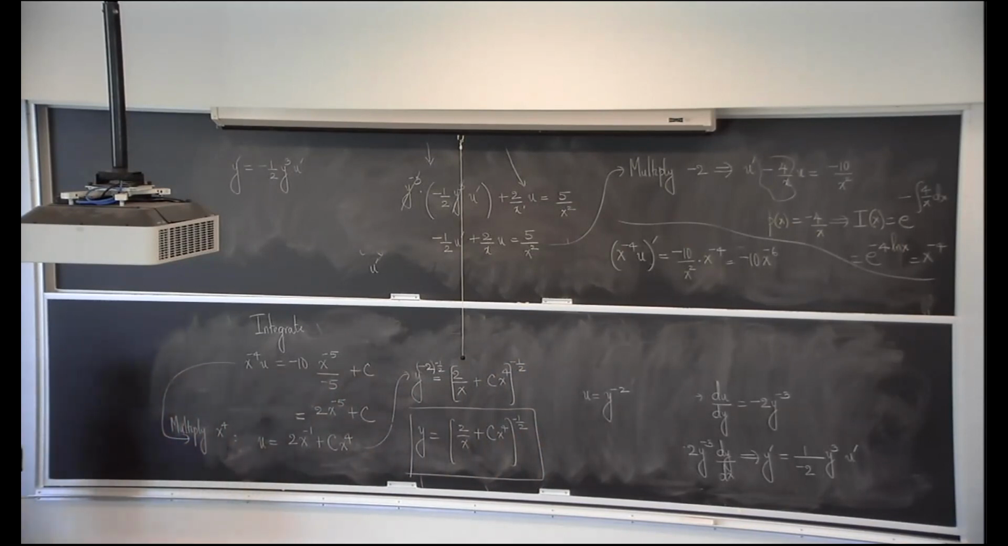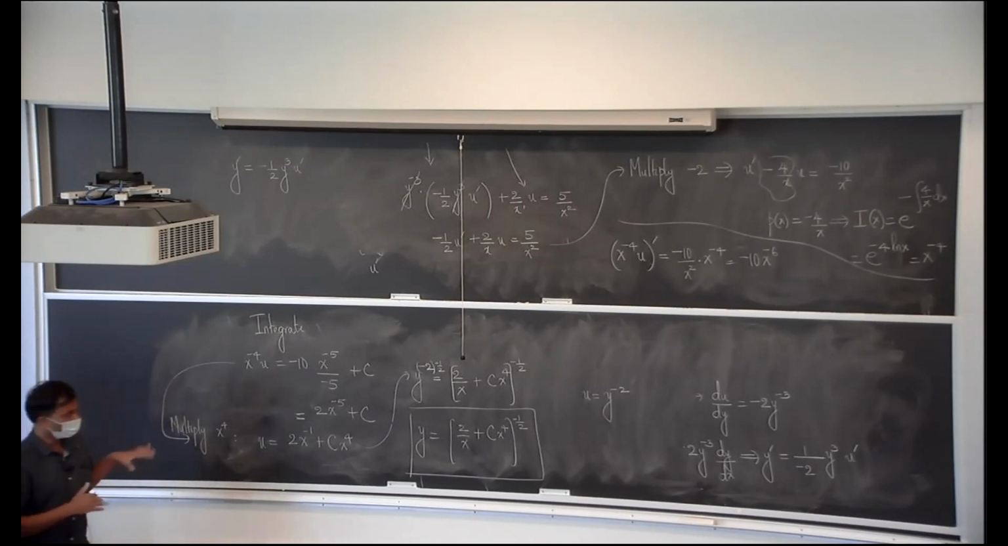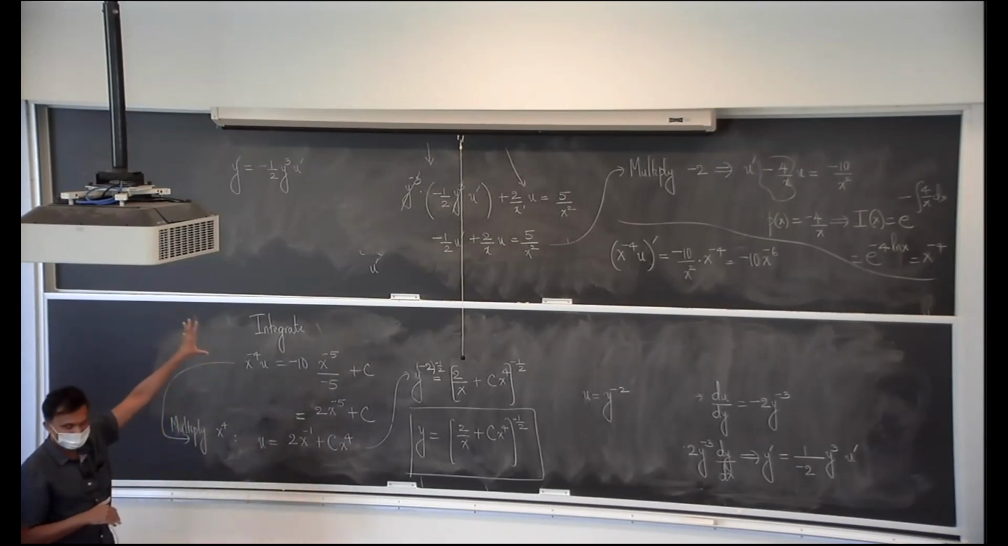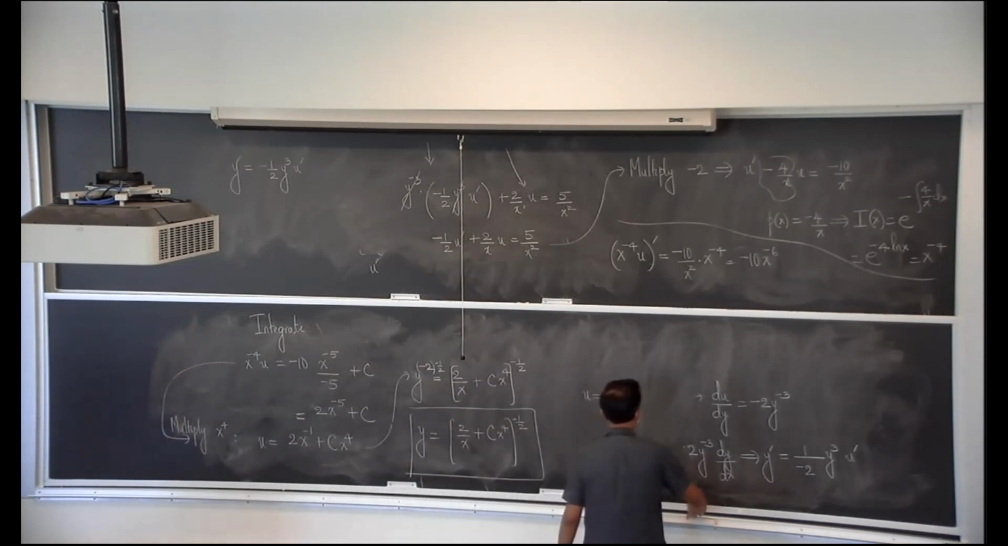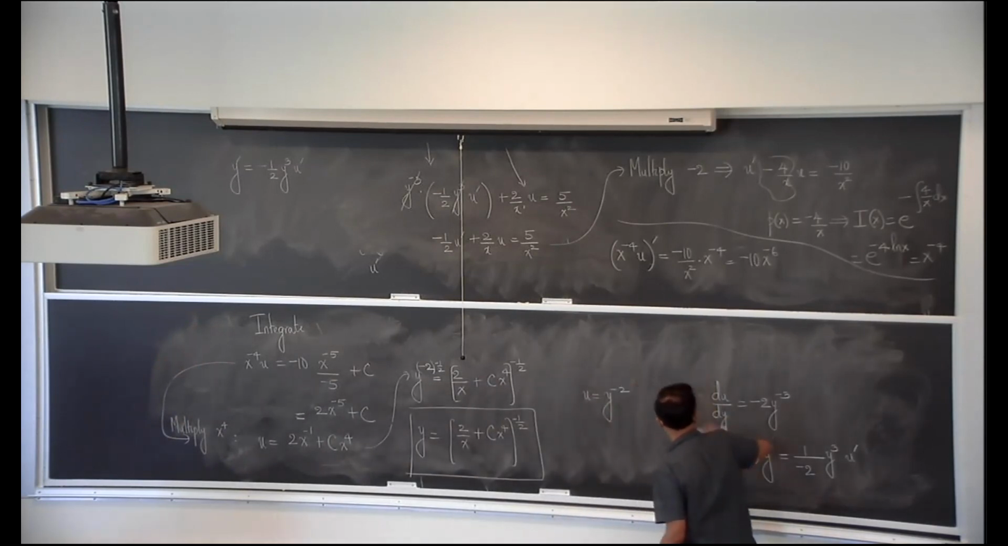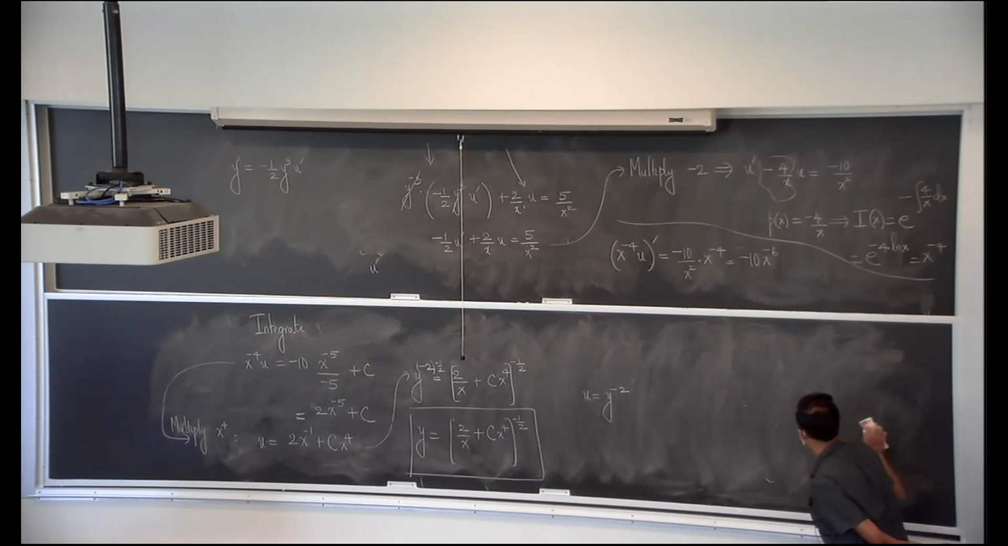All right, so that is the process with the Bernoulli's equation. So once you get used to the substitution and everything, things get more comfortable. The first time, it's a lot of pieces there. Any questions on this process?